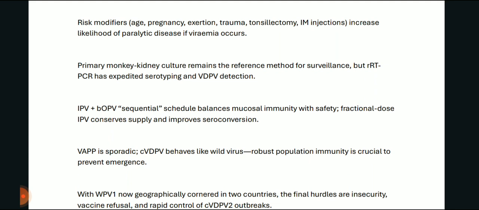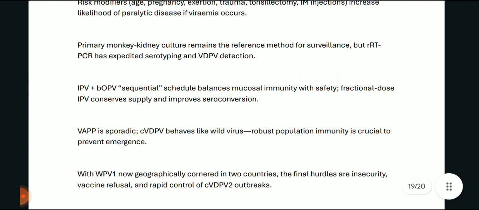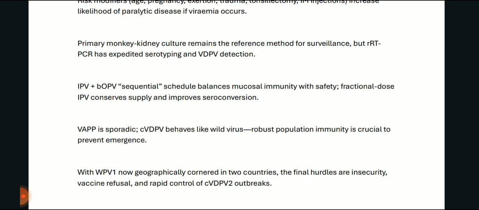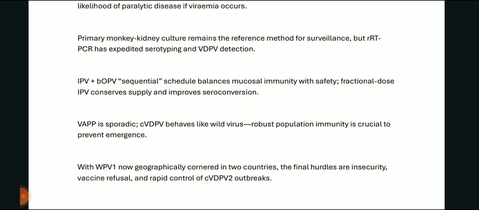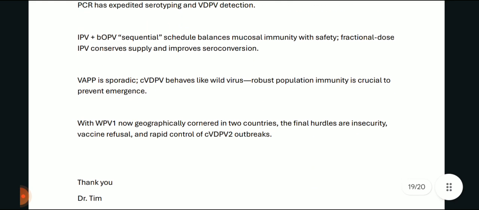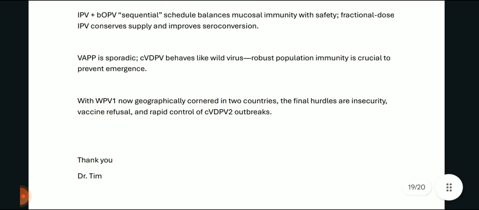Risk modifiers in polio are age, pregnancy, exertion, trauma, tonsillectomy, and intramuscular injections. These increase the likelihood of paralytic disease if viremia occurs. Now, primary monkey kidney culture remains the reference method for surveillance, but RRT-PCR has expedited serotyping and VDPV detection. IPV plus BOPV sequential schedule balances mucosal immunity with safety. Fractional dose IPV conserves supply and improves seroconversion. VAPP is sporadic. CVDPV behaves like wild virus, and robust population immunity is crucial to prevent emergence.